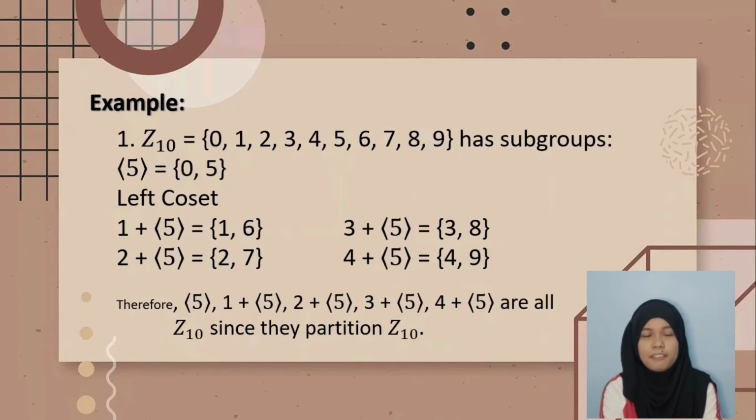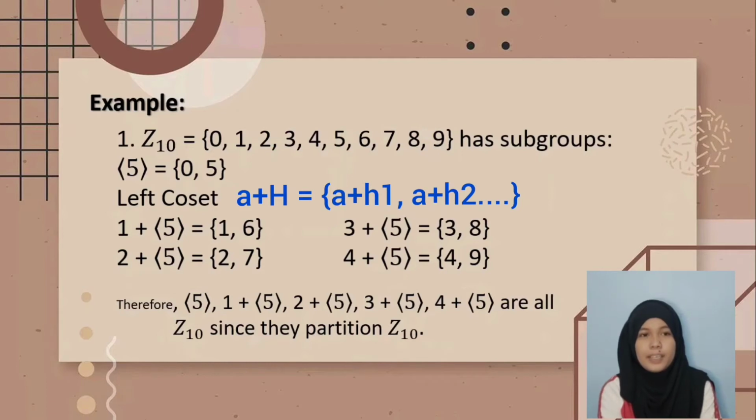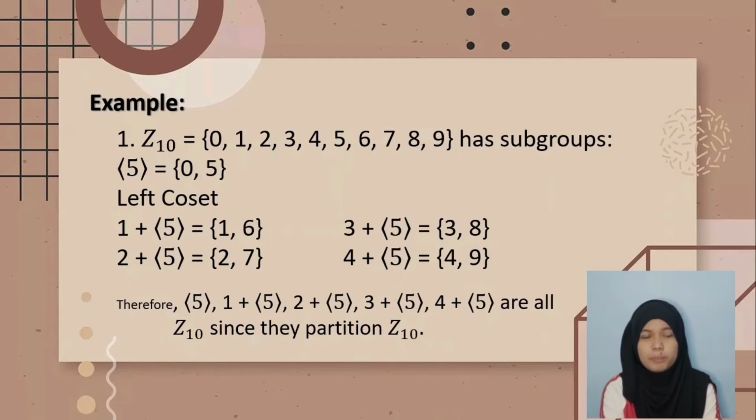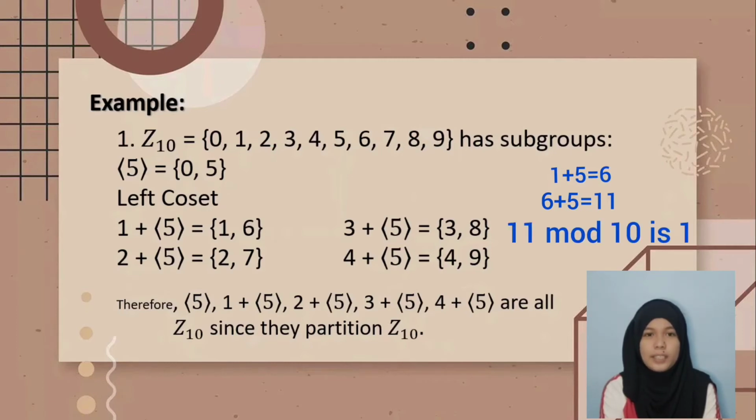By using the left coset strategy, a plus H is equal to the elements a plus h1, then a plus h2, and so on. Now, if we add 1 to this subgroup, we will get 1 plus the subgroup generated by 5 is equal to the elements 1 and 6. So how do we get this? We simply put 1, then 1 plus 5 is equal to 6. Then 6 plus 5 is 11, mod 10 is 1. So we will stop there because we just repeat the first element.